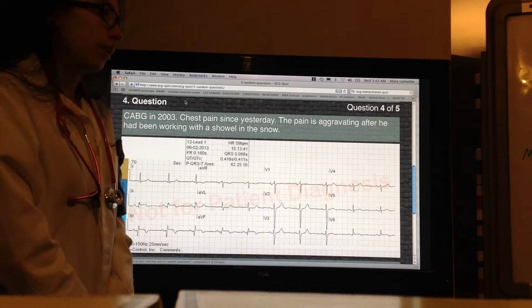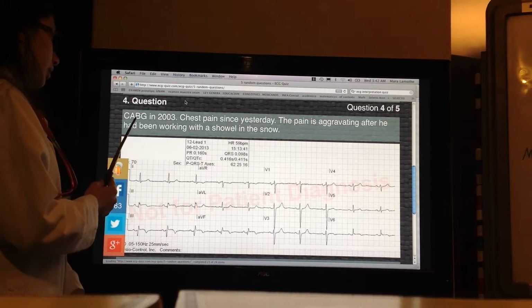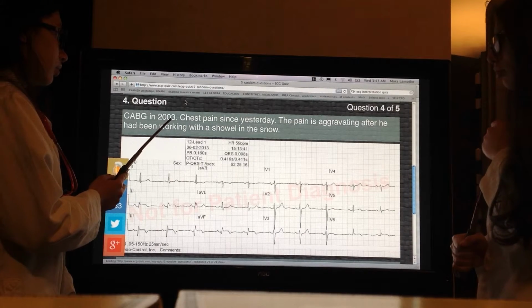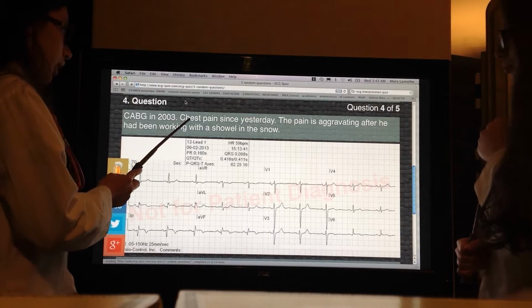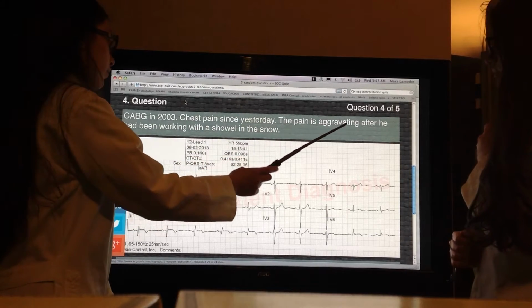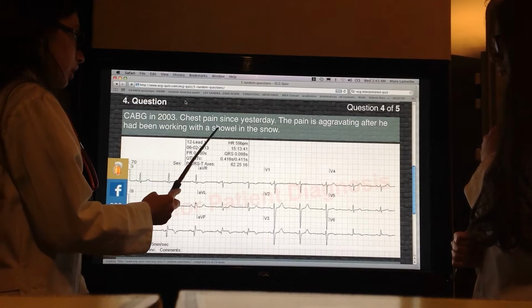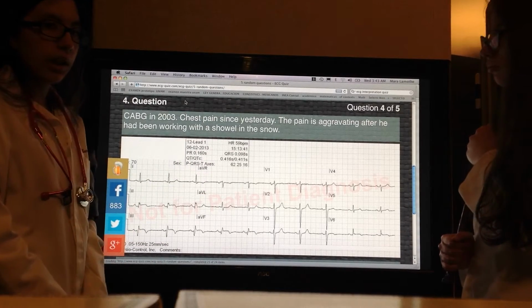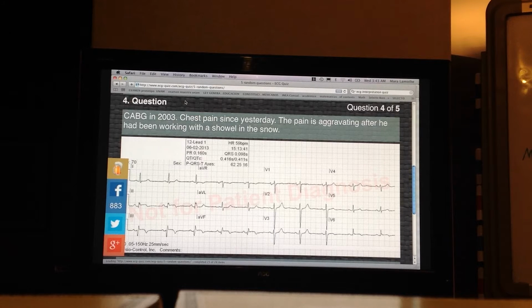This electrocardiogram is from a 70-year-old man who had coronary artery bypass grafting in 2003, which is 10 years ago. He has had chest pain since yesterday. The pain is aggravated after he had been working with a shovel in the snow. If you can interpret it, pause the video now and then continue and see if we have the same diagnosis.